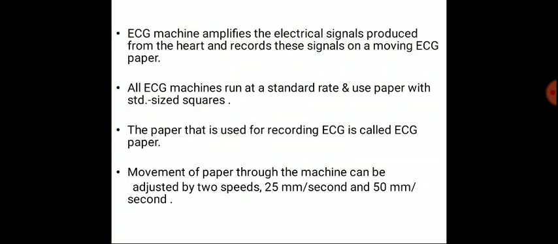The ECG machine amplifies the electrical signals produced from the heart and records these signals on moving ECG paper. The ECG machine runs at a standard rate and uses paper with standard-sized squares. The paper used for recording ECG is known as ECG paper. Movement of paper through the machine can be adjusted to two speeds, 25 mm per second and 50 mm per second.